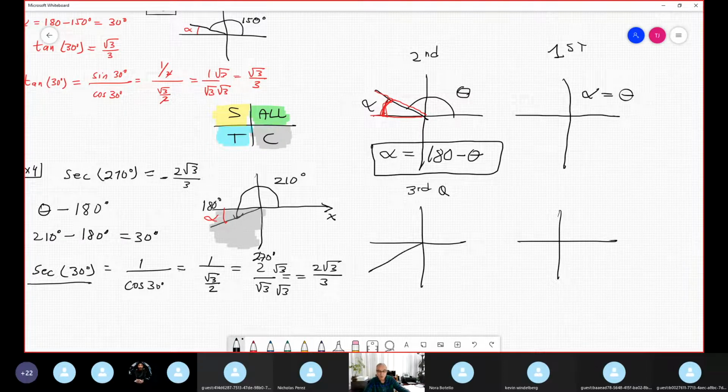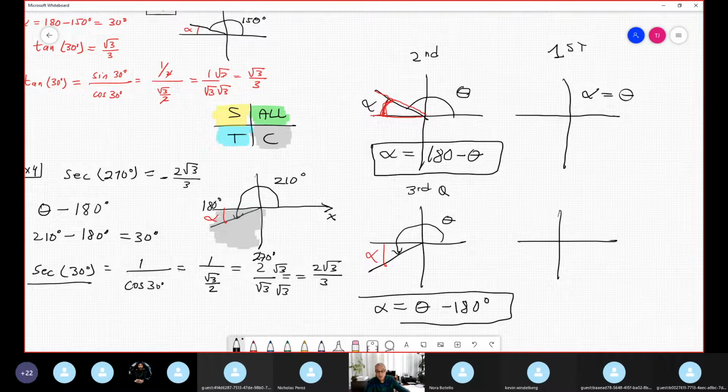In the third quadrant, this is my theta. This is my alpha. And what is the formula? For a student who prefers the formula, it is theta minus 180, because theta is bigger than 180, right?